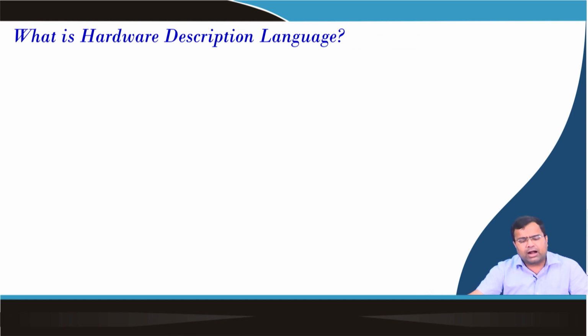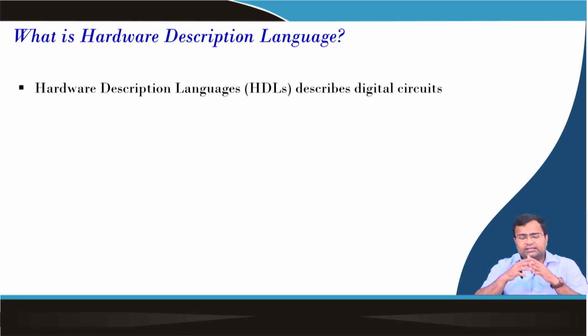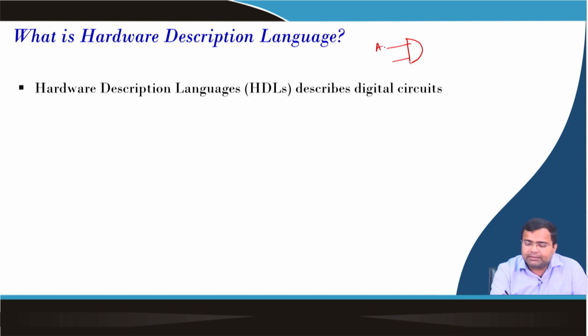So, what is a hardware description language? Suppose we write symbolically an AND gate with inputs A, B and output Y. If we want to realize this, there are different levels of realization or description. Suppose we want to describe the whole circuit in terms of transistors, using CMOS transistors. You can initially use a NAND gate followed by a NOT gate.